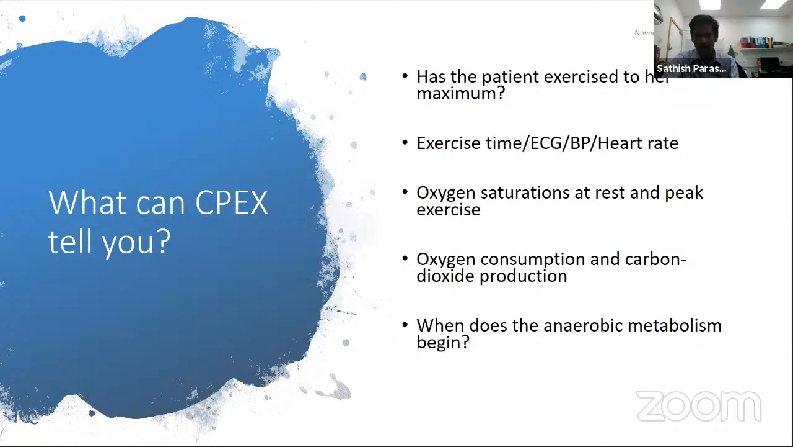We can do it in treadmill tests. If you do an arterial line and start measuring their lactate every minute or every couple of minutes, we can identify when the lactate starts to build up in the body. That's where the anaerobic metabolism starts. In cardiopulmonary exercise testing, we don't need it. We can just see how much carbon dioxide is produced, and that will give us a clue when the anaerobic metabolism starts.